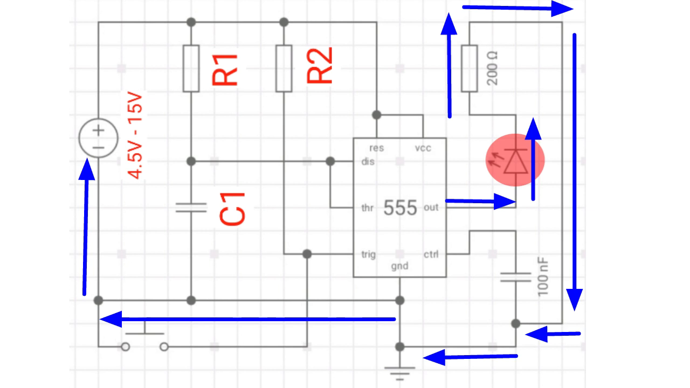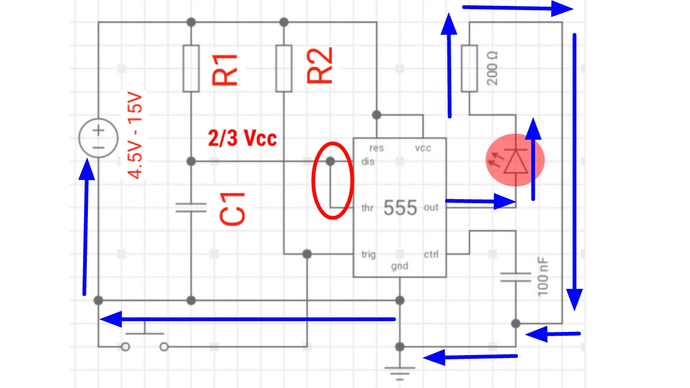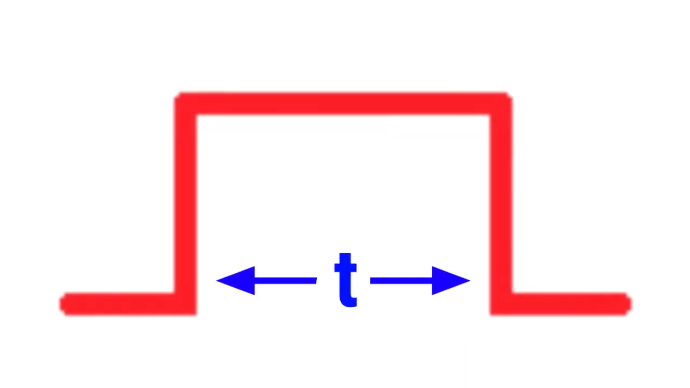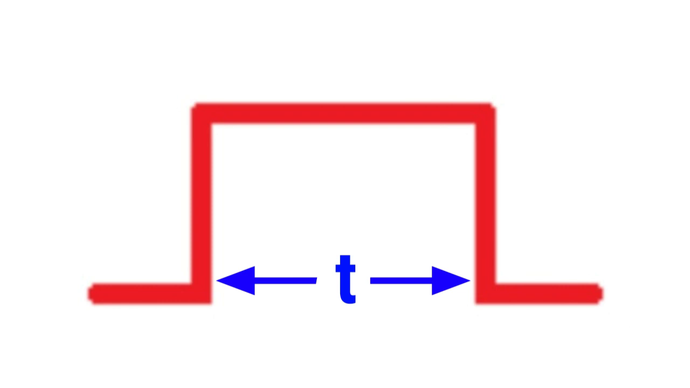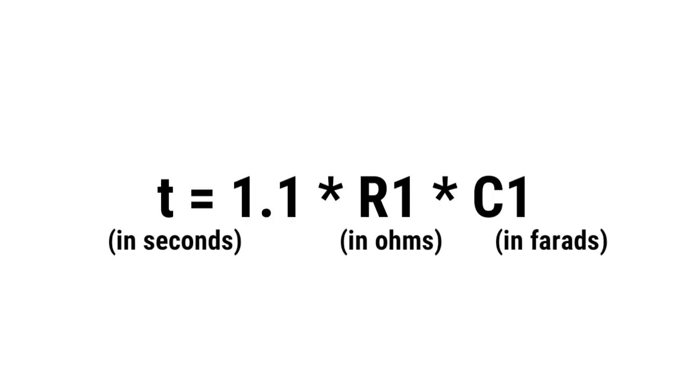But at the same time, discharge pin turns off, which will allow capacitor to charge through resistor R1. So voltage at this point will rise slowly until it goes above 2/3 of VCC. Once it goes above 2/3 of VCC, it will activate the threshold pin, which will turn off the output pin, and at the same time discharge pin will go low, and IC will return to the stable state. At output pin we get a pulse of certain time width. This time can be adjusted by changing these two components. Time width of this pulse can be calculated by the following formula.